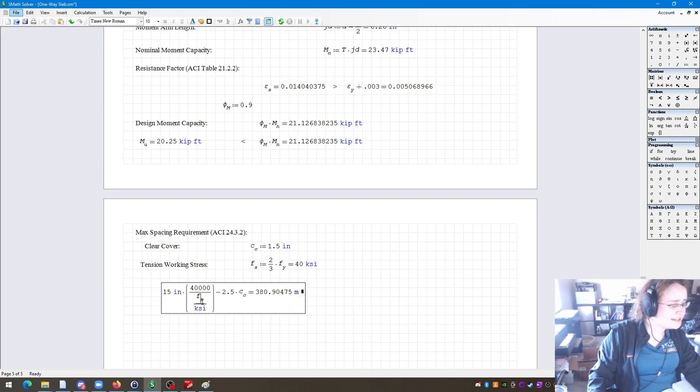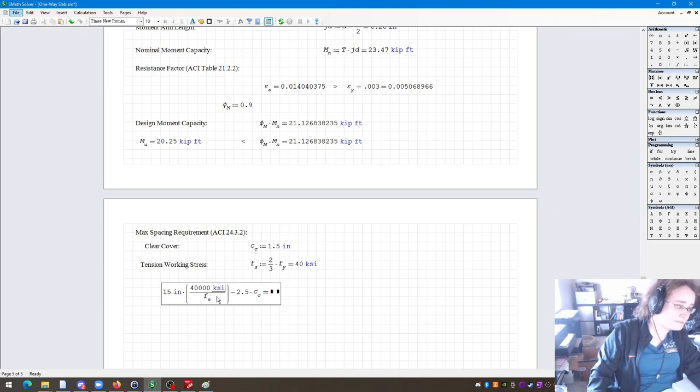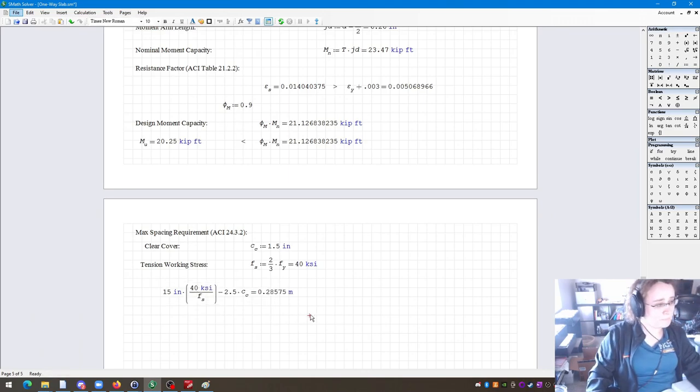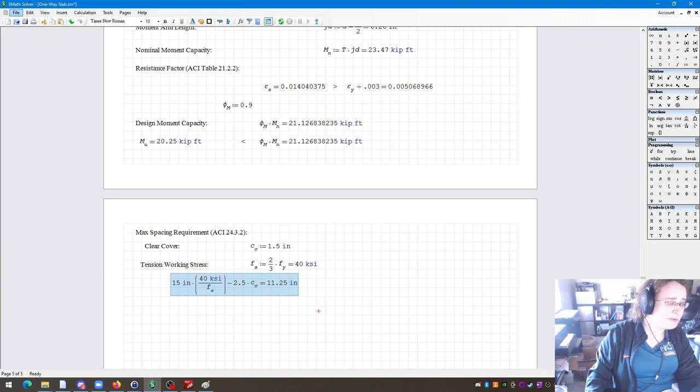And that doesn't sound right. So we got some sort of unit error there. This is clearly written for PSI, so we could also just say this is 40,000 PSI. Or maybe I'll make this a little bit simpler and just modify this unit. The software can be tricky with units sometimes. That would just be 40 KSI, which gives 11.25 inches. So the maximum bar spacing based on this limit is 11.25 inches.